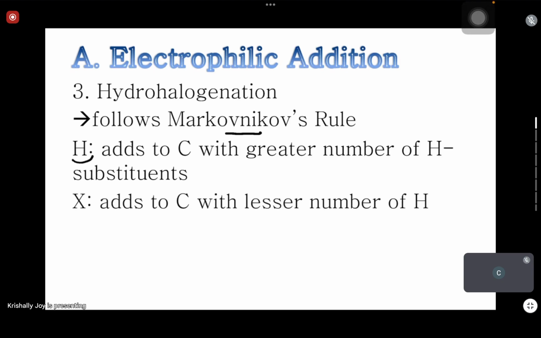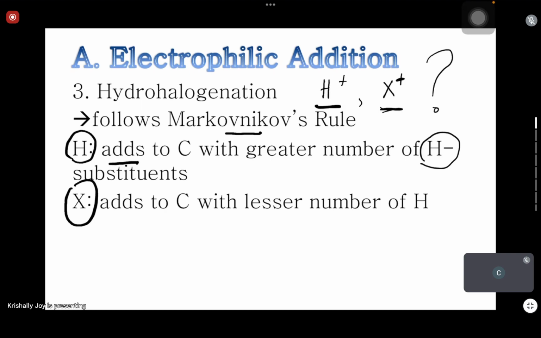So, di ba, we have this electrophile for hydrohalogenation. Si hydrogen yung isa naman is yung halogen. Yung tanong ngayon, where will this electrophile be added? The hydrogen, it will be added to the carbon with greater number of hydrogen substituents. Kung sino yung mas maraming hydrogen substituents na carbon, that is where you will add hydrogen. Then in opposite, kung sino naman yung lesser nga hydrogen, doon natin i-add yung X or yung halogen.